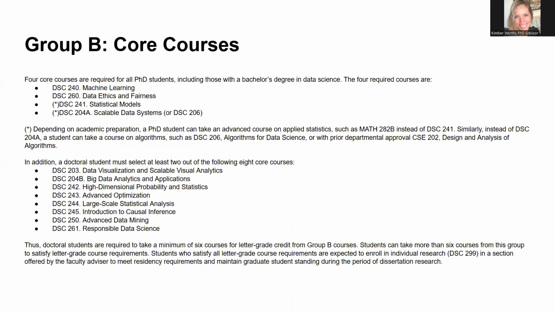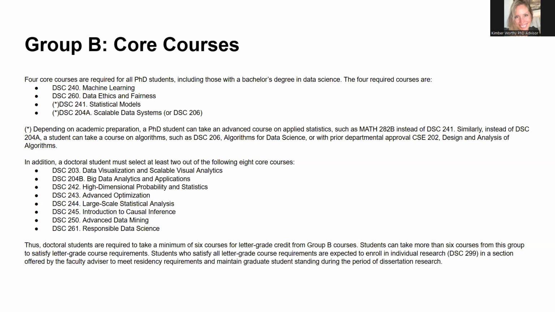So we'll dive a little bit deeper into your Group B core courses. So here at the very top, these are your core courses. So you're going to pick 4 classes, which consist of DSC 240 Machine Learning, 260 Data Ethics and Fairness, and DSC 241 Statistical Models. Here you have DSC 204A, Scalable Data Systems, or DSC 206. So those are the two, that's your or situation between the core required Group B courses.